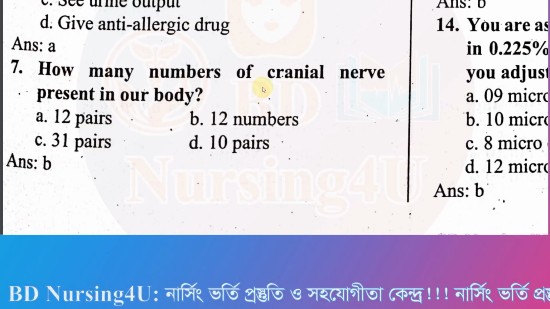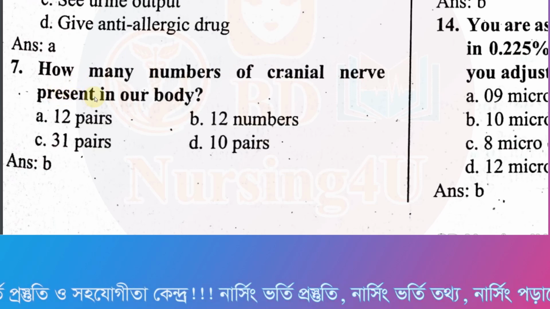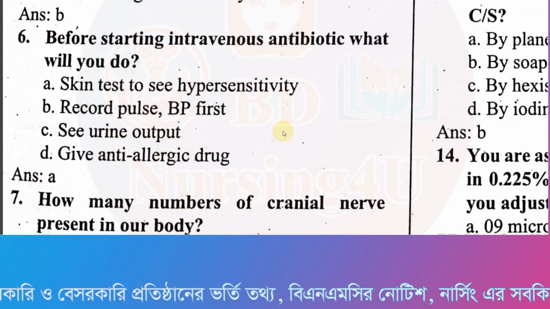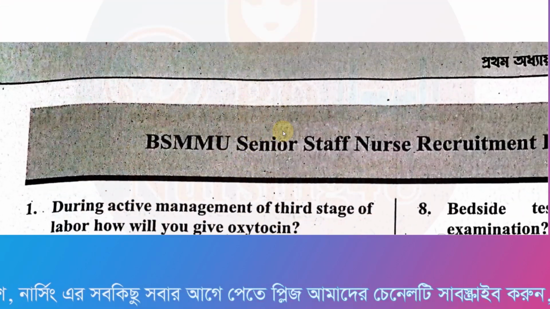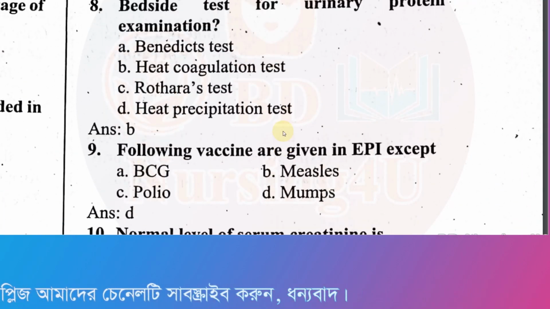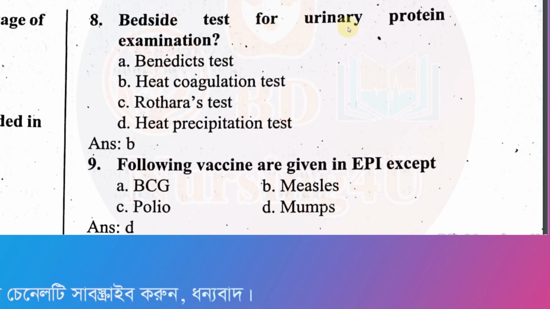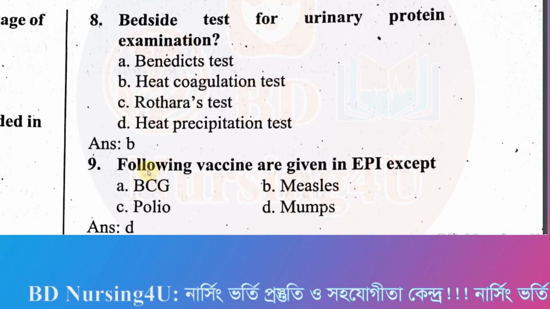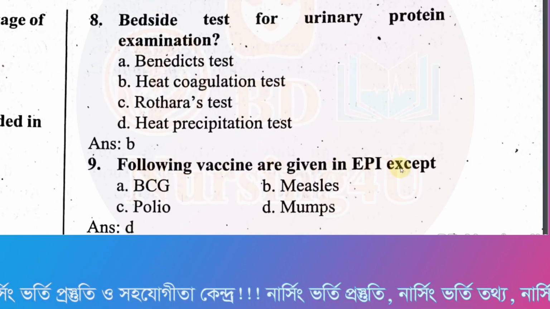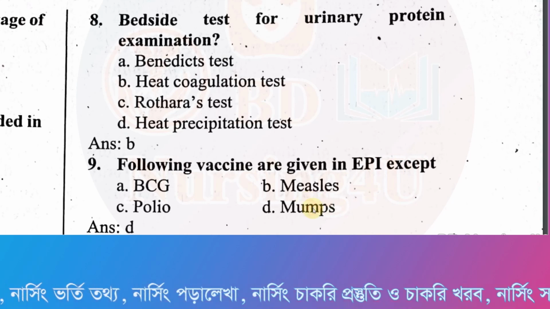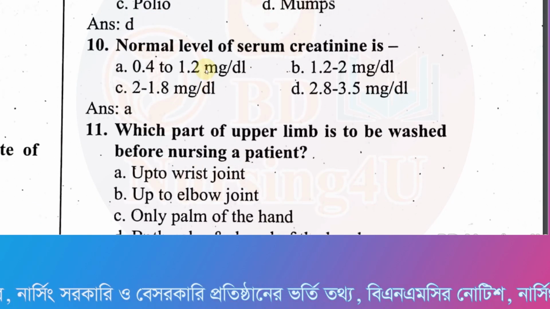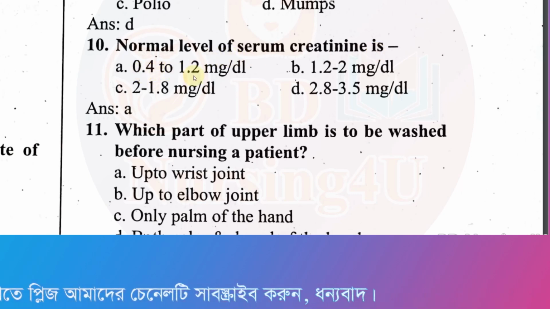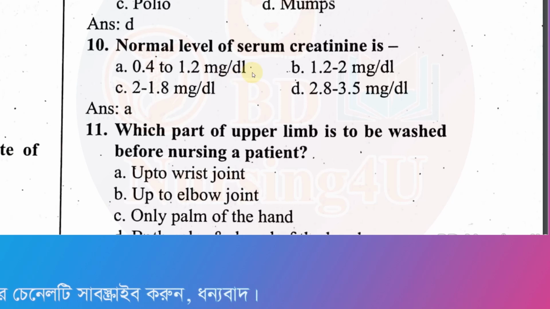How many cranial nerves are present in our body? 12 pairs. Bedside test for urinary protein examination: heat coagulation test. Following vaccines are given in EPI except mumps. Normal level of serum creatinine is 0.4 to 1.2 mg per dl.